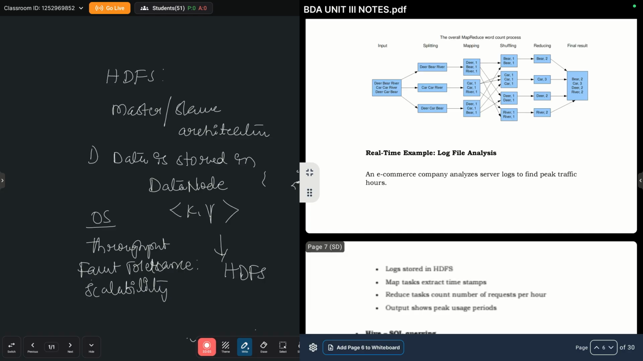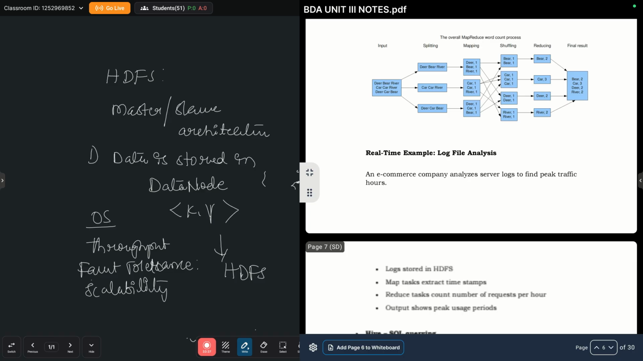So from this split one, split Hadoop, the first one is Hadoop Common, the second one is HDFS, then MapReduce, Yarn, Cassandra, HBase, Apache Spark, Hive, Pig, Sqoop, Zookeeper. How many times deer appeared in the block? Only one time. So deer name is the key, and how many times it appeared in the block, that is the value. So that is deer comma 1. Similarly bear comma 1, river comma 1.